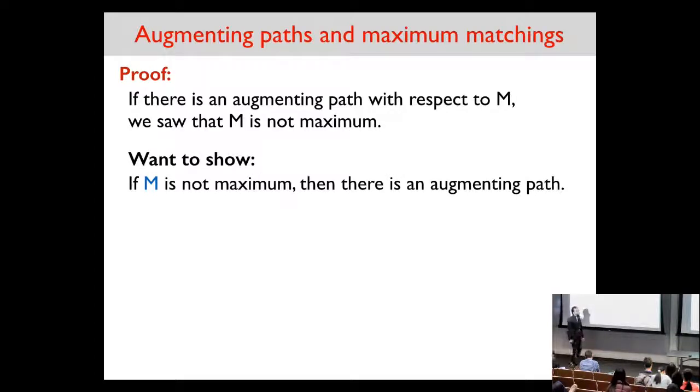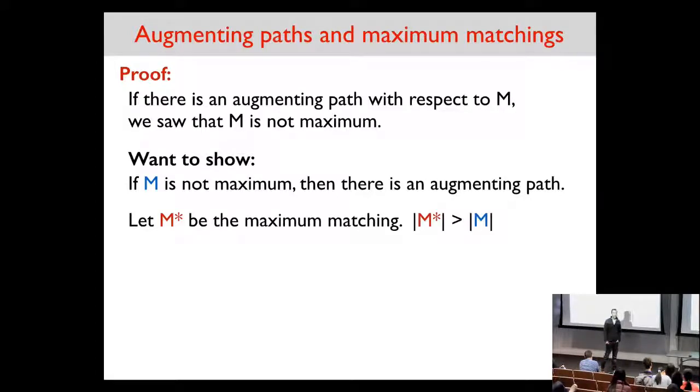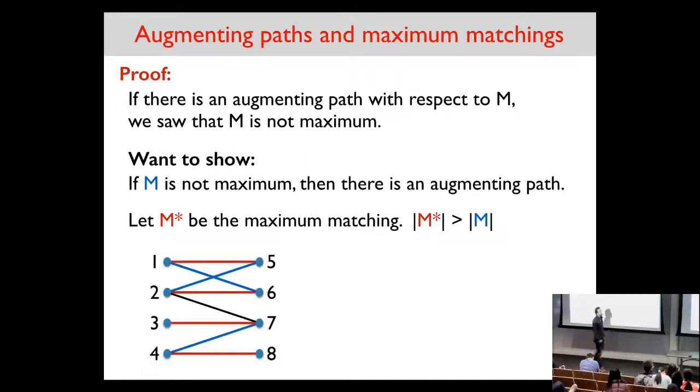The other direction is that we want to show that if M is not a maximum matching, then there must be an augmenting path. Okay, so let's do that. If M is not a maximum matching, then there must be some other matching, M star, which is a maximum matching and has strictly greater number of edges than M. So the size of M star is strictly larger than the size of M.